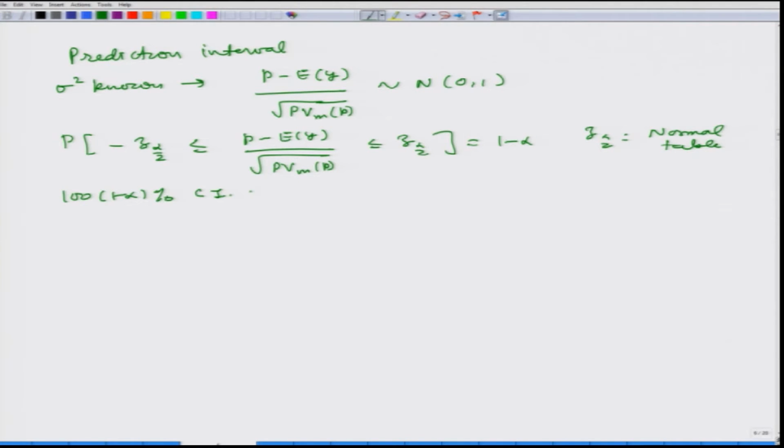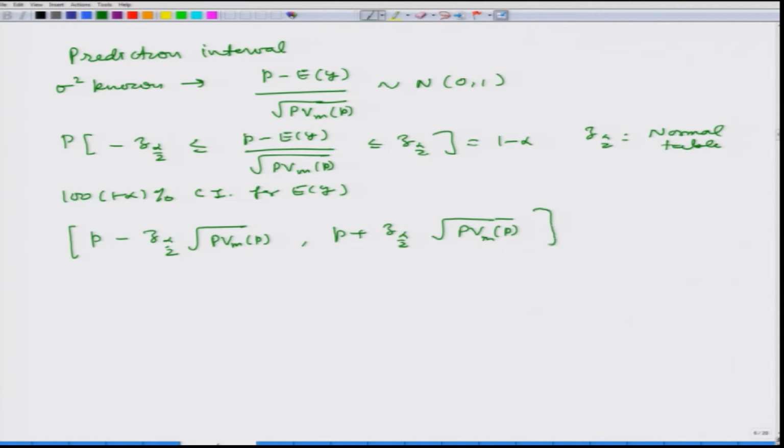And so, the 100(1 minus alpha)% confidence interval for expected value of Y can be obtained by solving this inequality, and this gives us P minus z alpha by 2 square root of PVM, and P plus z alpha by 2 square root of PV, the predictive variance of P for mean values. Okay. Now, there is a second case.